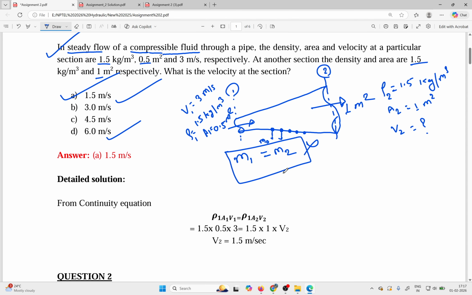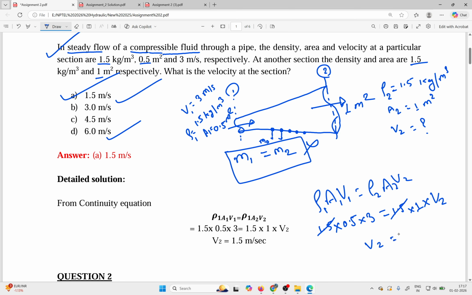So the formula you know already: rho 1 A1 V1 is equal to rho 2 A2 V2. From here you can very easily calculate: 1.5 into 0.5 into velocity 3 is equal to 1.5 into A 1 into V2. Very simple, no need for a calculator here. So your V2 is equal to 1.5 meter per second.